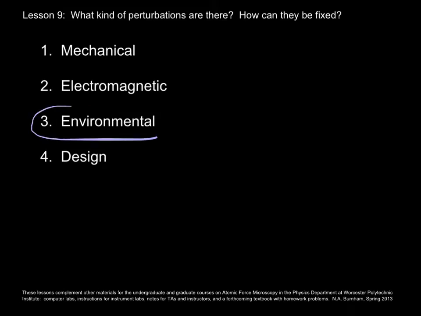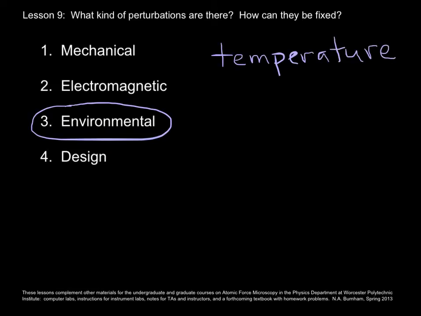Environmental. You should think about the environment that you're creating for your AFM. You want a stable temperature. A temperature change that's small to us can be very big to AFM. Just a few microns of drift, well, you can detect that with AFM. So have some means of keeping the temperature in your lab stable.